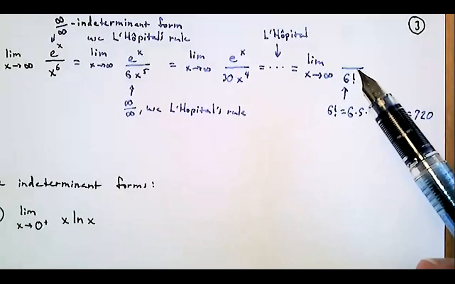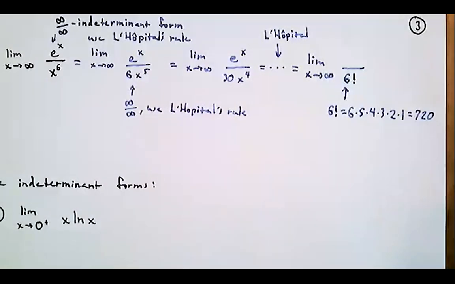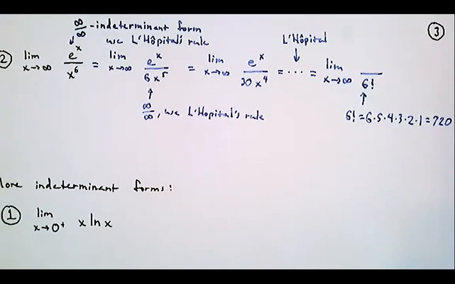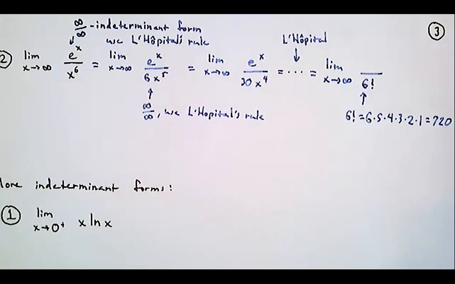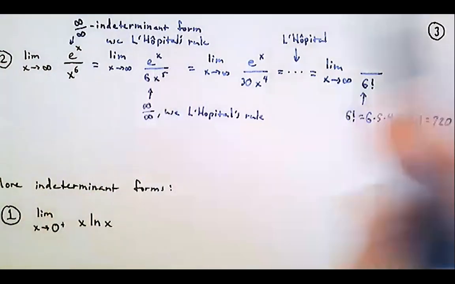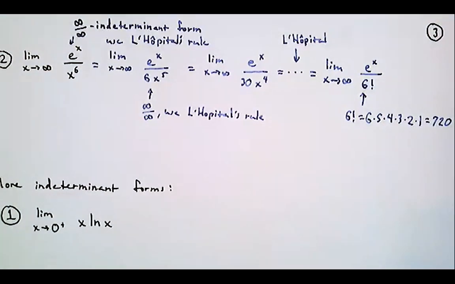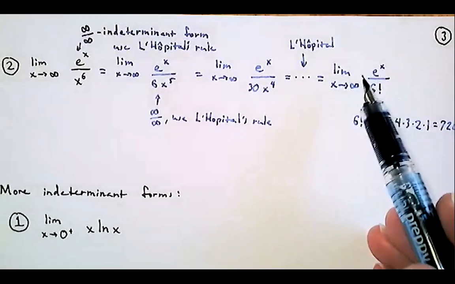Okay, and what about the numerator? When we continue taking derivatives of e to the x, what will we get? Anyone? E to the x. Right, because the derivative of e to the x is always just e to the x, no matter how many times you take the derivative. Good. So now we have our limit.